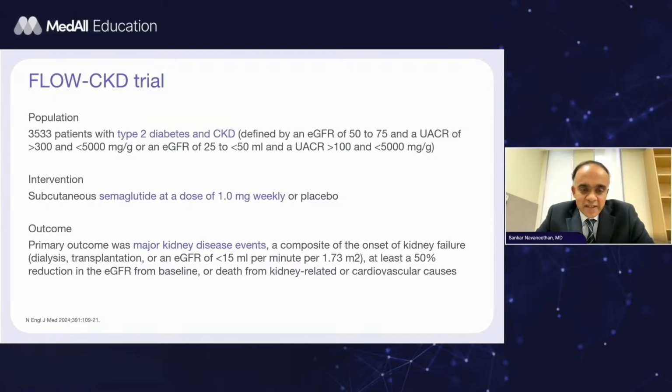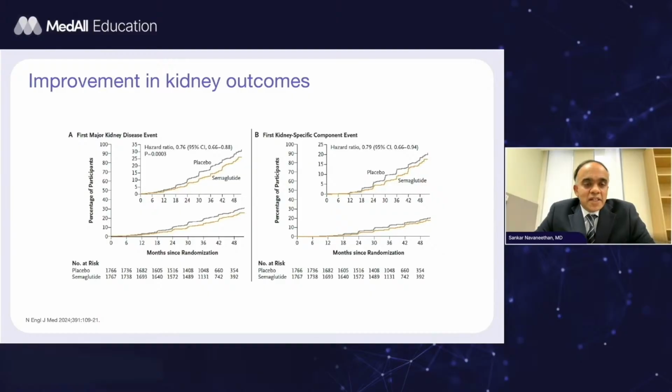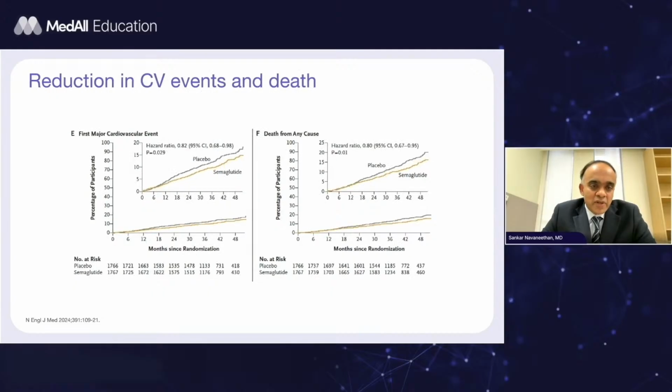Either they needed dialysis, transplantation, or if their kidney function hit eGFR less than 15, or if they had a death from kidney disease or cardiovascular disease. The primary results showed there was a 24% reduction in the first major kidney disease event. And if you look at the kidney disease specific component events, there was also about a 21% reduction in several of the kidney disease specific component events.